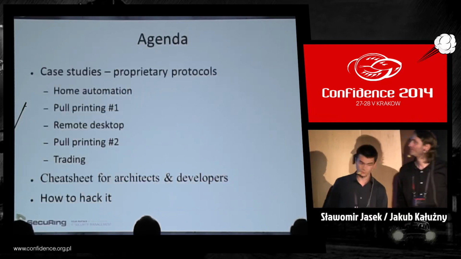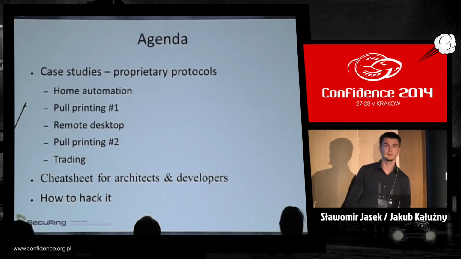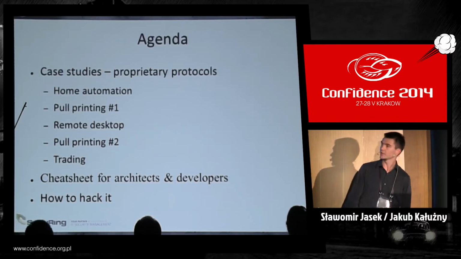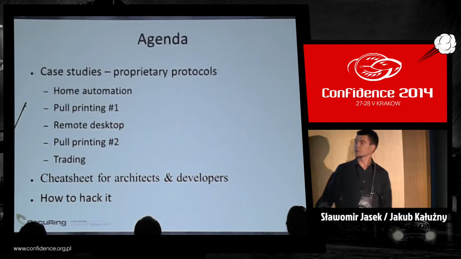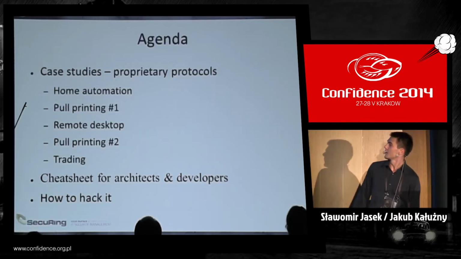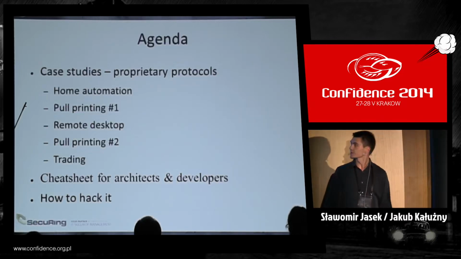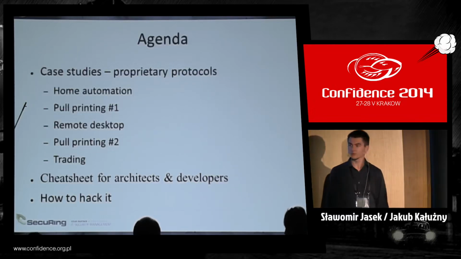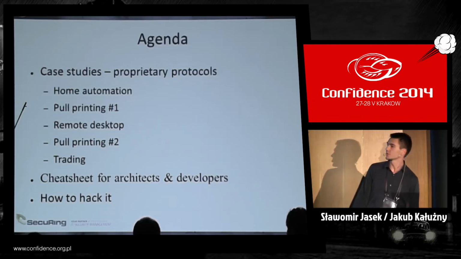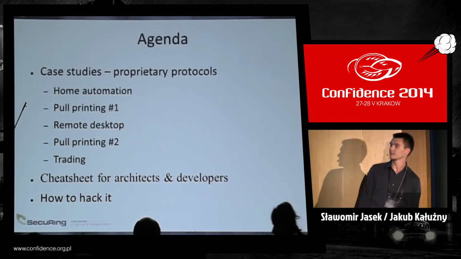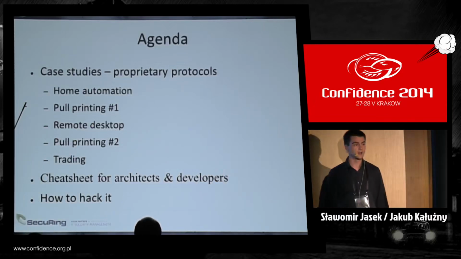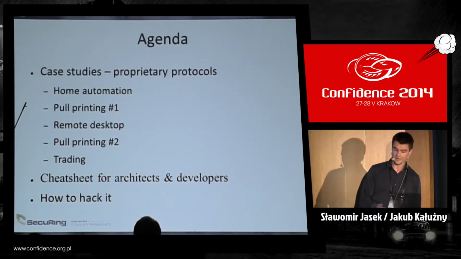Okay. So take a look at our agenda. We're going to show you some case studies from real-life industrial proprietary network protocols. So we can see they are everywhere. In home automation, I recently did a big research on pull printing solutions, remote desktop software, and forex trading software. And we'll also show you cheat sheets for owners, for deployers, architects, and developers, as well as testers, penetration testers of these solutions. And we'll also show you how to really hack it.